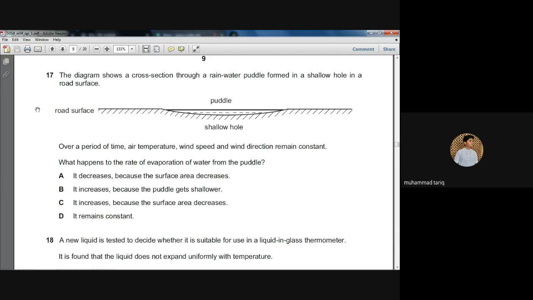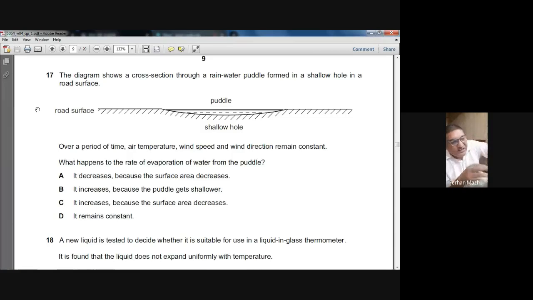It will also decrease. Yes, all other factors he says remain constant. But that factor, the surface area of the water, will be gradually decreasing. If that is gradually decreasing, the rate of evaporation should also decrease. So now what do you think? A part. It decreases because the surface area decreases. You understand? Yes, sir. Okay.